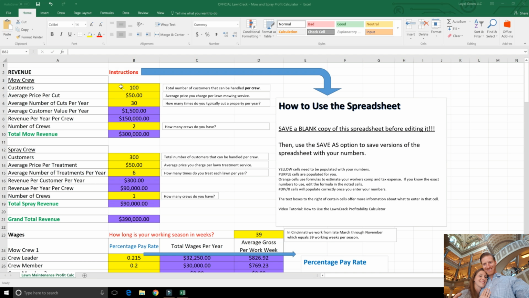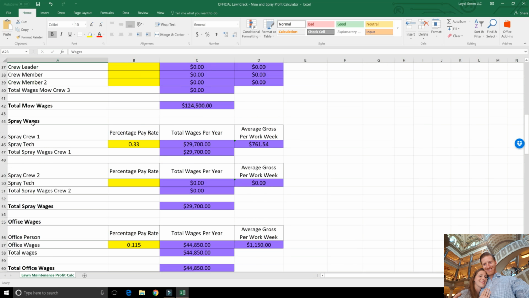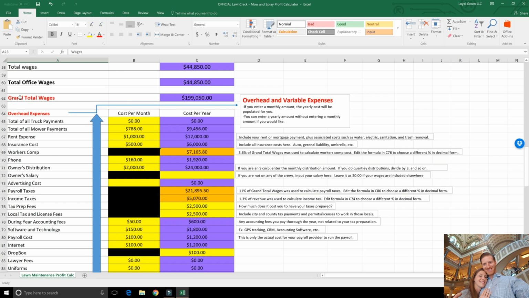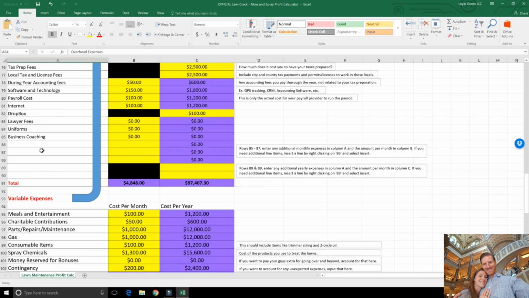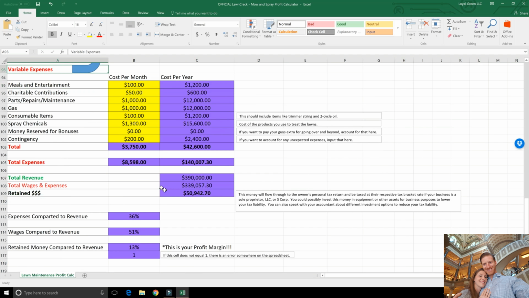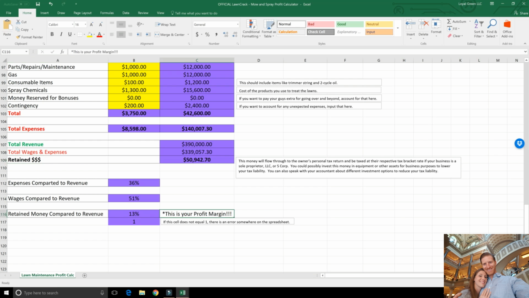Where I think this tool is valuable is you could say, what if we added another crew? What if we added 10 more customers per crew? What if we raised our price by X number of dollars? And you can see what's going to happen. I have the section up here for revenue, so that's the money your company's bringing in, and this is set up for mowing and spraying. I don't have it set up for landscape jobs and snow removal and stuff like that. So if you need that, you can add to this, you have to figure that out. But I have the section for wages, and then all of the expenses are going to go in here. So you have your overhead expenses, then you come down to your variable expenses, and then you're going to have your revenue and profit margin.